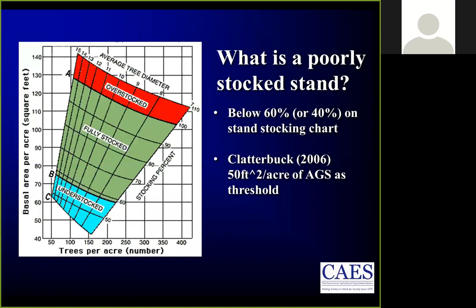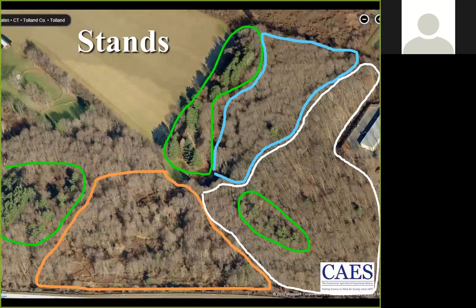So again, just to revisit what we talked about earlier: what's a poorly stocked stand? It could be below 60 or 40% stocking. Or I just like to use a rule of thumb: it's a stand which has less than 50 square feet of basal area per acre of acceptable growing stock. And I think this is the last definition I want to give for those who might be new to forestry. In forestry, we talk about stands, and those are areas which have trees of a similar composition and structure. So if we look at this area surrounded by blue where I'm moving the cursor around, you can see that it's got a fine texture to it.